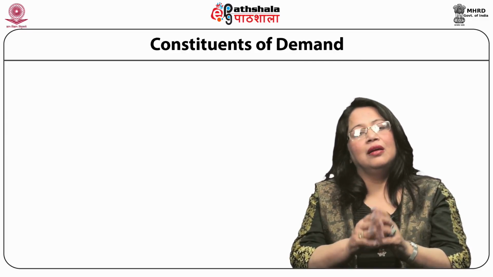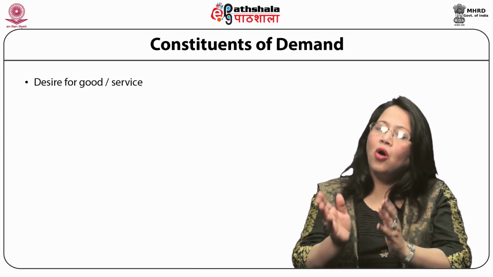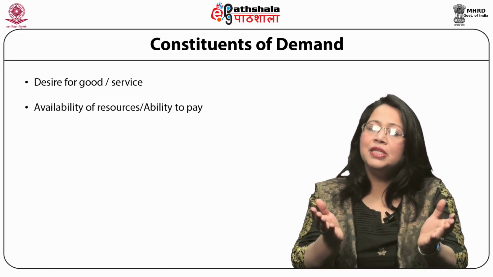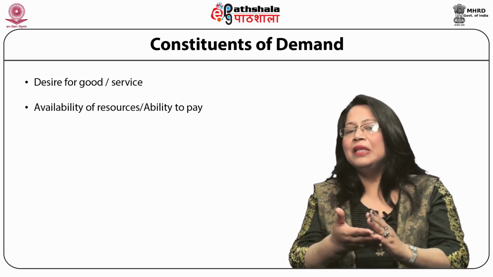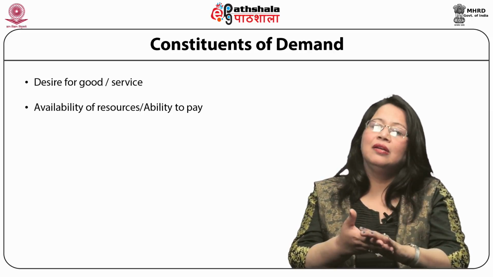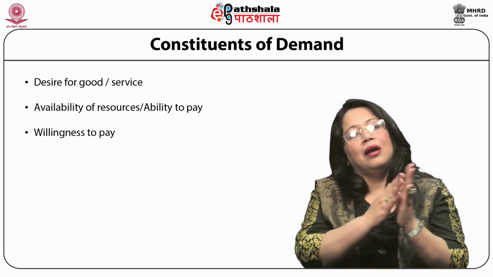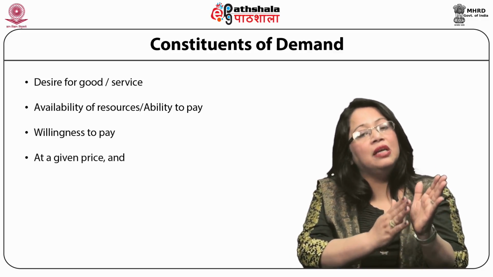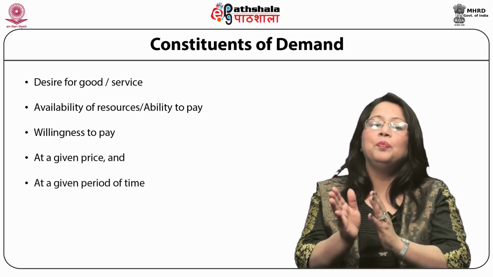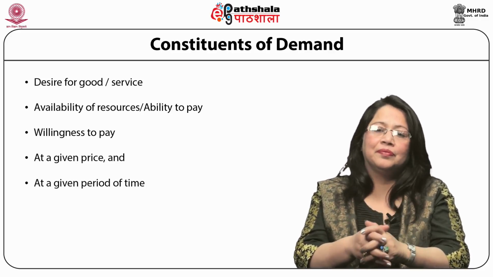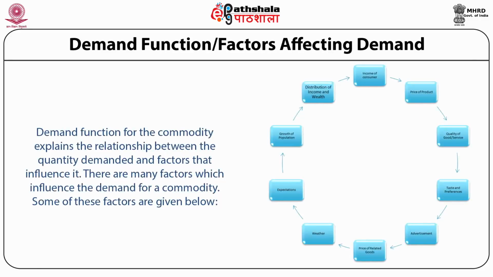These are desire for a good or service, availability of resources, which means ability to pay, and the third one is willingness to pay. The next one is at a given price and a given period of time. Demand function for the commodity explains the relationship between the quantity demanded and factors that influence it.